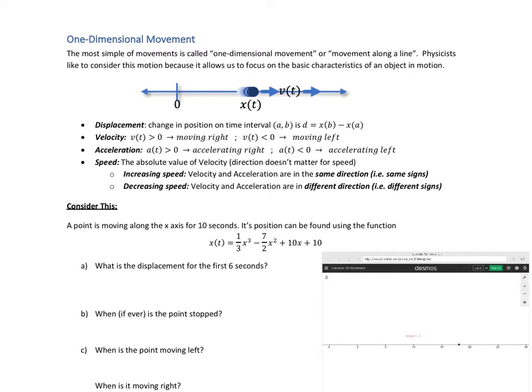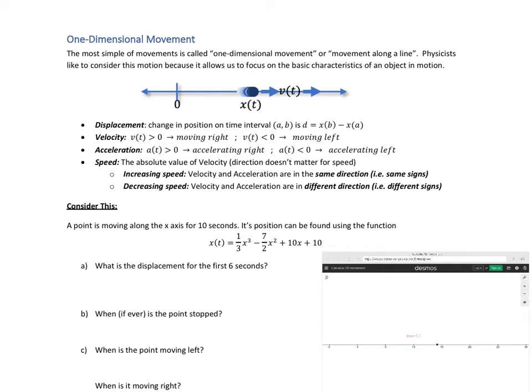Sometimes we want to figure out how far it's moved. We call that displacement. That's a change in position, or x of b minus x of a for this interval a to b. If velocity is positive, it's moving right. If velocity is negative, it's moving left. Acceleration, well, if acceleration is positive, that means it's accelerating towards the right. If acceleration is negative, it's accelerating towards the left. We'll see how that works in a moment.